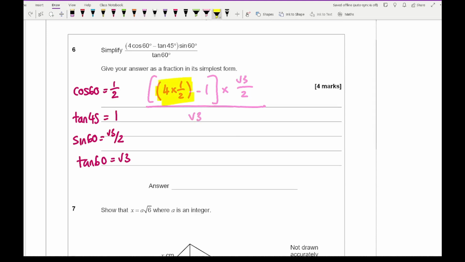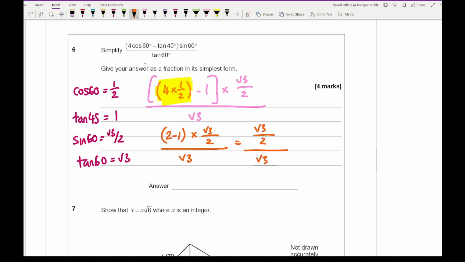So half times 4 is 2, so that becomes 2 minus 1, multiplied by root 3 over 2, all divided by root 3. So 2 take away 1 is 1, so that becomes root 3 over 2 over root 3.